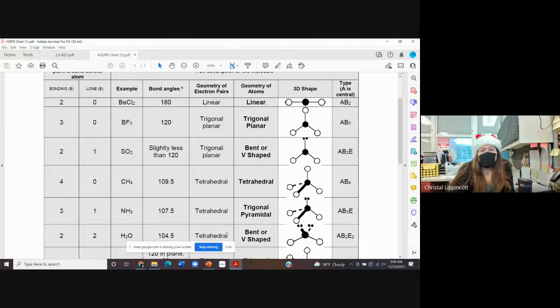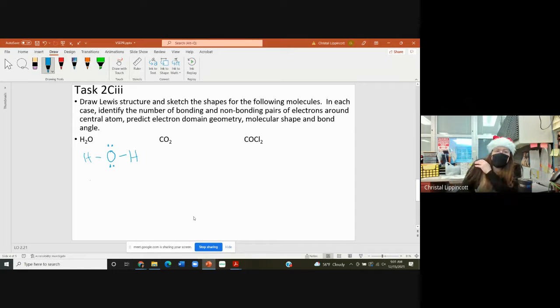I got rid of this column on your chart because you don't need it. You need to know this one, which is bent or V-shaped, and you need to know the angle. So bent and 104.5 is what your answer would be for this one. Its shape is bent, and the bond angle to this central atom is 104.5.